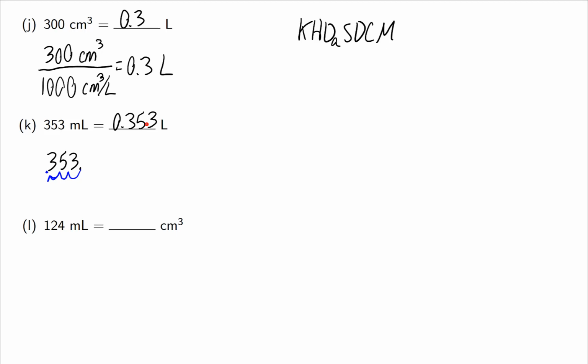The final example is actually the easiest of them all. How many centimeters cubed are in a milliliter? 1. They're actually exactly the same. A milliliter is a centimeter cubed. That's the definition in some ways. And so there's 124 centimeters cubed where there's 124 milliliters.